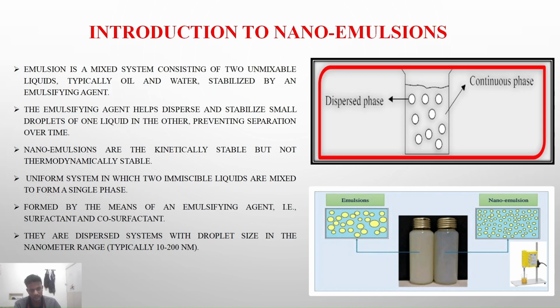And also for emulsions we use an emulsifying agent, and for nanoemulsions we use surfactant and co-surfactant that reduce the surface tension and help the disperse phase to be dispersed around the continuous phase.